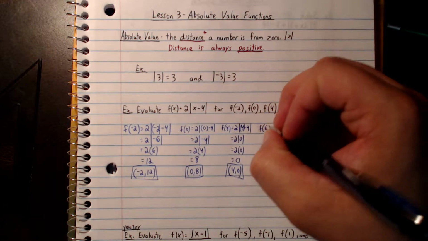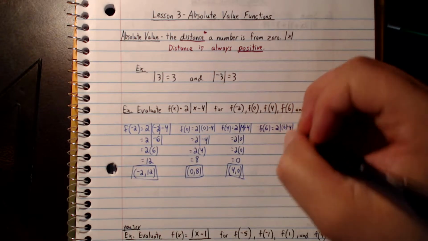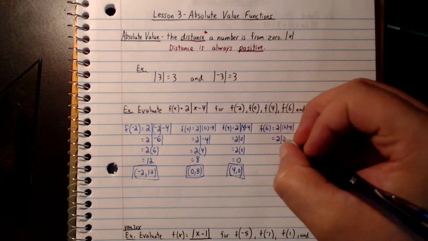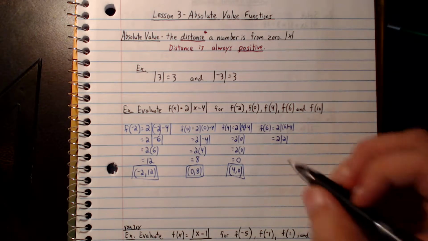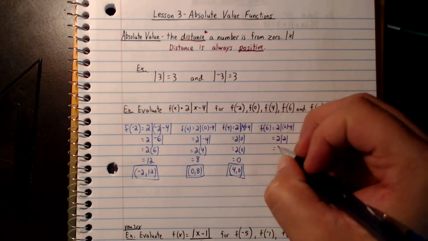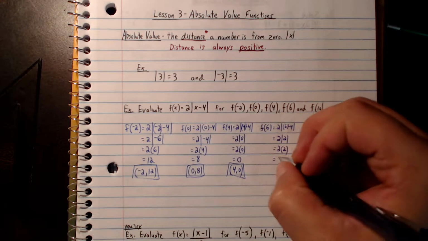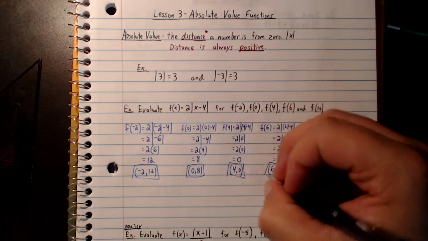Let's try 6. Six minus 4 is 2. Well, this is not a negative number, but it doesn't matter because the distance 2 is away from 0 is still 2 away. And then we can do 2 times 2, which gives us 4. So if we plug in 6, we should expect 4 out.